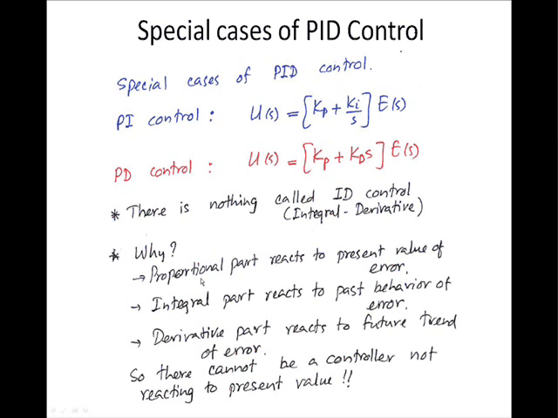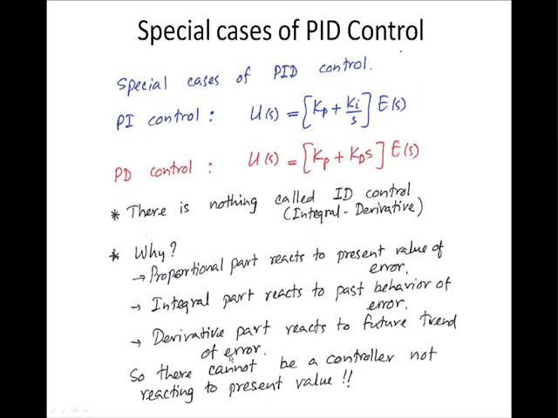Why? Now, if you think of the three parts of the PID controller, the proportional part always reacts to the present value of the error, whereas the integral part, you know that integrator keeps on accumulating the previous values of the error term, so it acts based on the past behavior of the error. That's the integral part. And the derivative part, you know that derivative is the tangent drawn to the error variation at the given instant. So the derivative tells you what is going to be the future trend of the error signal. Therefore, derivative part reacts to the future trend of the error.